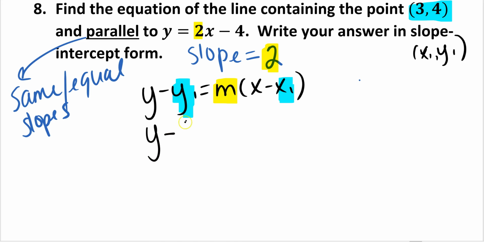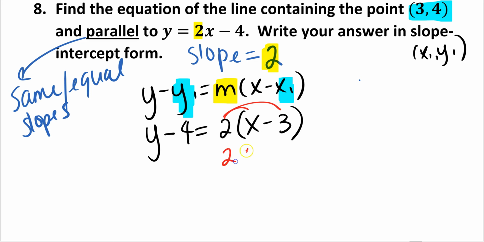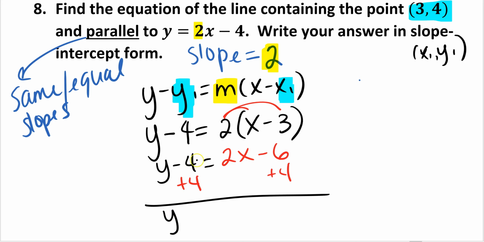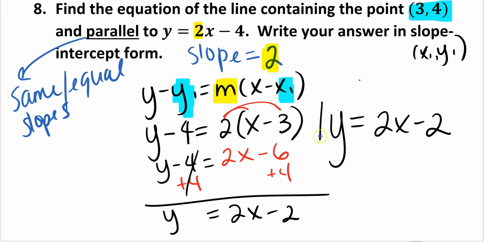So we have y minus 4 equals 2 times x minus 3. Next, we're going to distribute the 2 on the right. So we have 2x. 2 times negative 3 is negative 6. And then we'll bring down that y minus 4 equals. And then I want to put it in slope-intercept form. So we'll move the negative 4 by adding 4 to both sides. And then we'll have y, negative 4 plus 4 cancels out, equals 2x, and then negative 6 plus 4 is negative 2. So the equation will be y equals 2x minus 2.